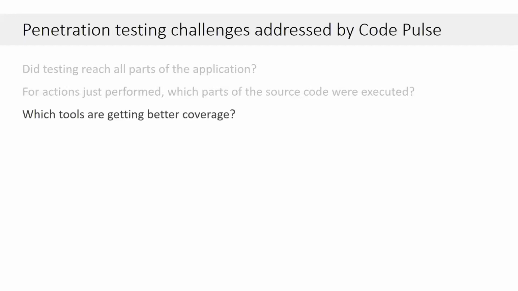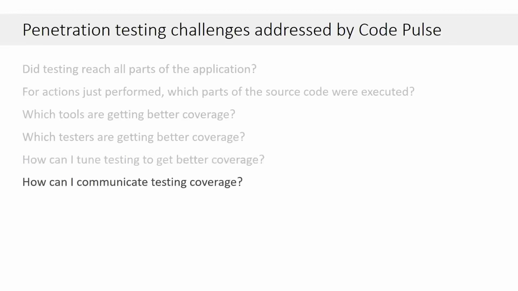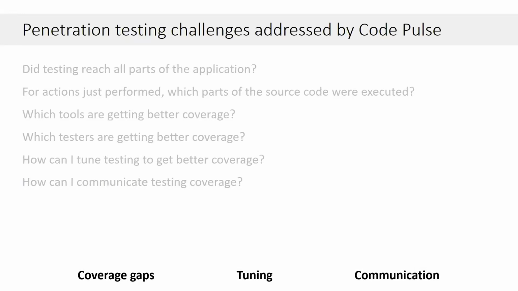You'll be able to compare different tools to see which ones are getting better coverage. If you have multiple testers doing testing, you can compare how well they're doing or which parts of the app they're testing more. Most important, it helps you tune your test coverage, your testing tools. A lot of the tools need to be tuned for the application or just tuned for themselves to get better coverage. You can use that for this. And then communicate the testing coverage to others. So, it helps with coverage gaps, tuning the applications and tools, and then communicating the results to others.